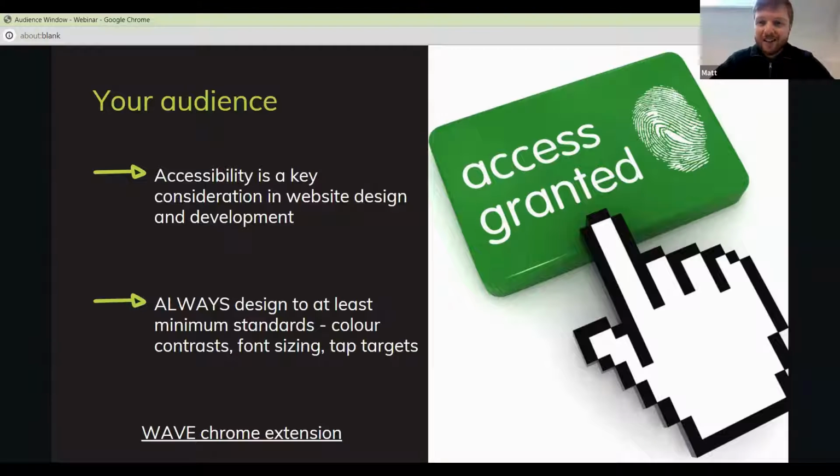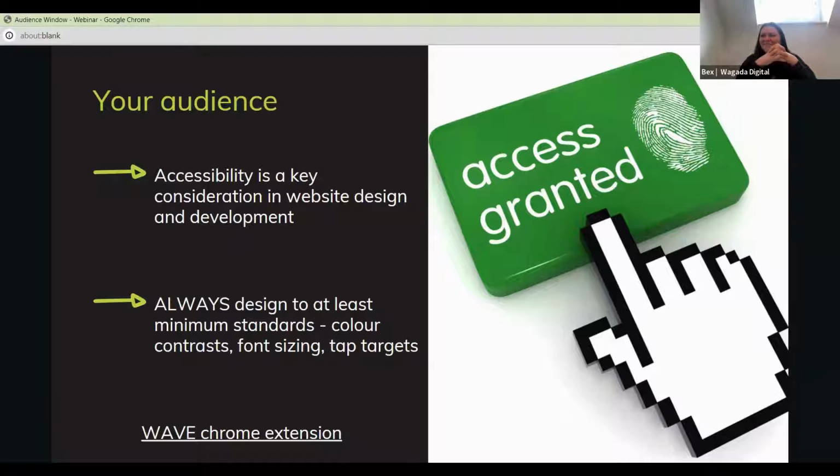So tap target, Cheryl, for you is thinking about where you place buttons next to each other. So if you haven't got enough space, people, particularly with accessibility problems within their hands, aren't going to be able to tap on things properly. So it's about thinking about space in your designs and making sure that you're not just cramming everything together. Does that answer your question?